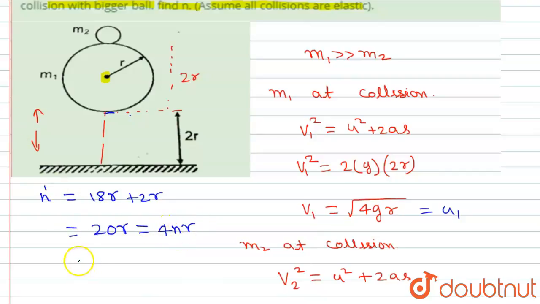So from here we can find the n value. So n is equal to what? We can see from here, 5. Clear? So this is the required answer for this question.